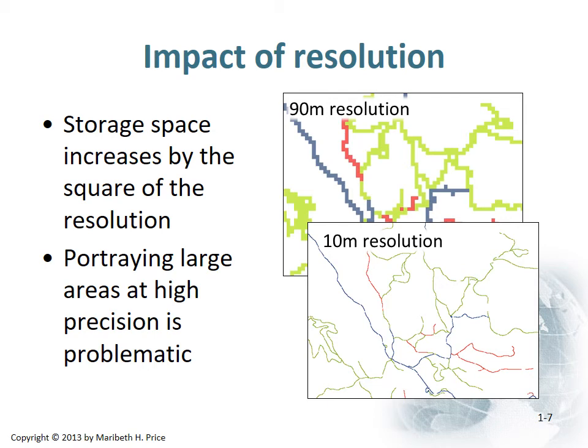So moving from 90 meter to 10 meter is going from coarser resolution to finer resolution. And it's pretty cool. Depending on what the data is, you're getting closer and closer to describing things at a scale that we might experience as humans walking on the landscape. But it takes up massive amounts of storage space on our hard drives or other storage systems.